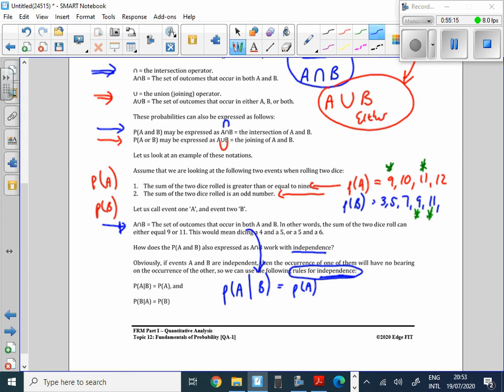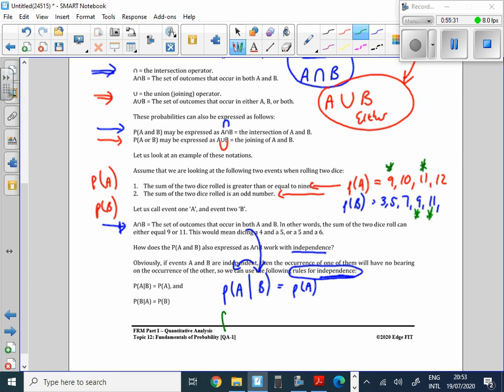Because B is not linked to A at all. So who cares about what happens to B? Because what happens to B is not going to impact A at all. So the probability of A happening is the probability of A happening, given that B happens. Who cares? B is not impacting here at all.